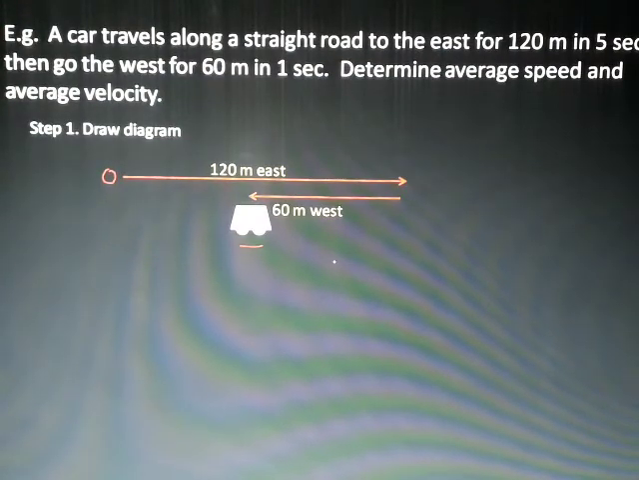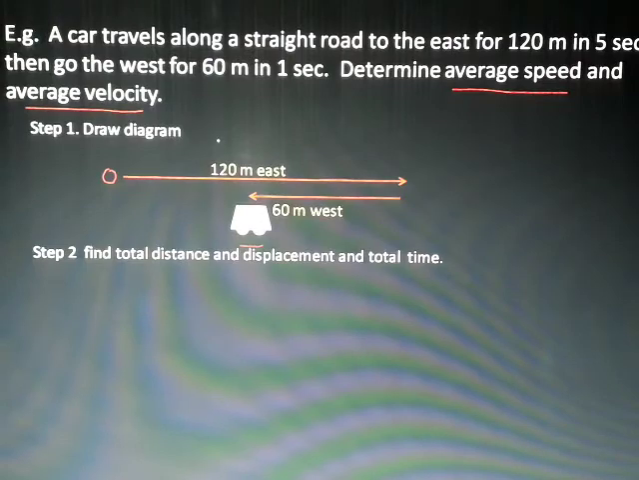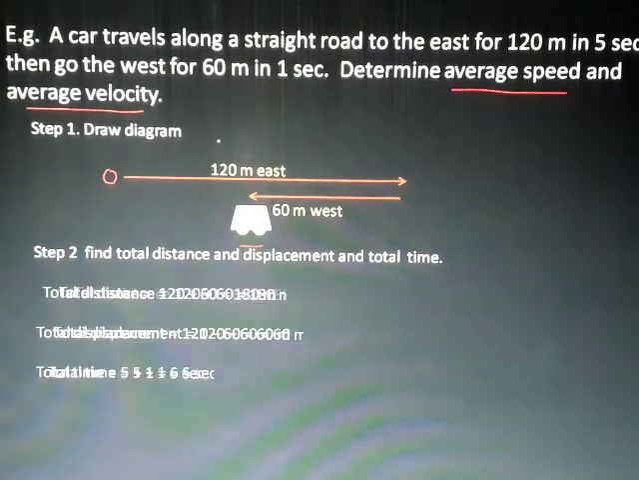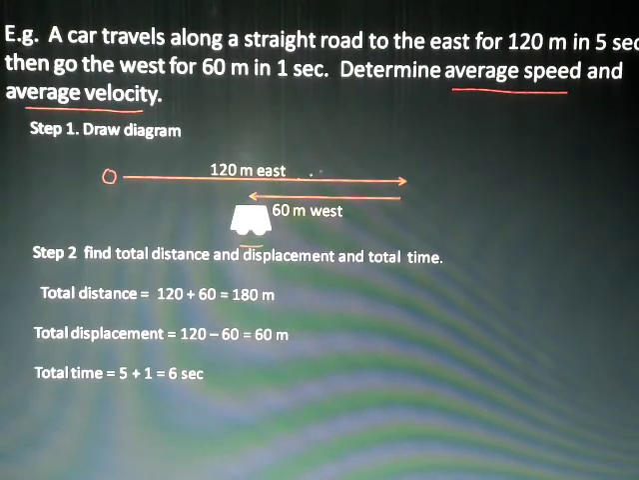Now what to do next? What you have to find is average speed and average velocity. So you know, for finding average speed and average velocity, what you want is total distance, total time and total displacement. So one by one, first we will find out these things. So step 2 is find total distance, total displacement and total time. So what is total distance? The total distance traveled by this car is 120 plus 60, so it is 180 meter.